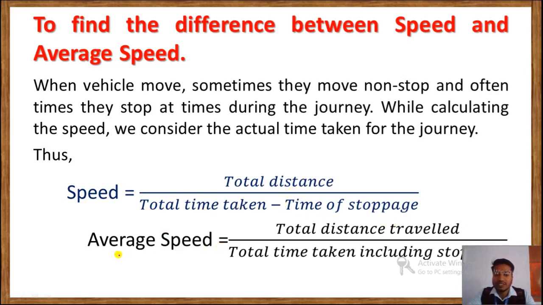Now this is average speed. Average speed equals total distance traveled divided by total time taken including stoppage. Here we are subtracting the stoppage to find the actual speed, and here we are adding the stoppage time. Understood?